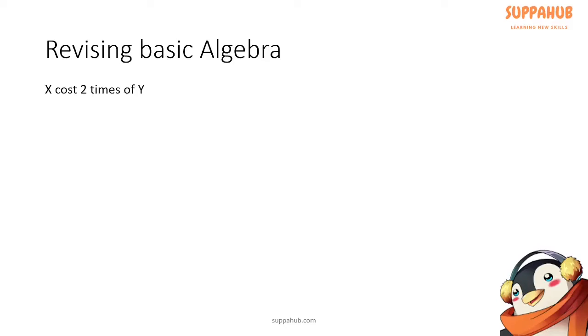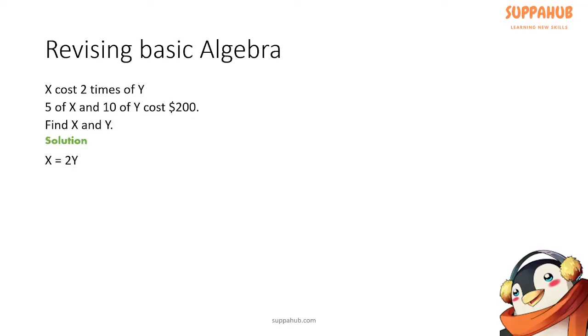Now let's revise basic algebra. The problem is x costs 2 times of y. So how do you write this equation? Basically, you have 5 of x plus 10 of y costs $200. So find x and y.